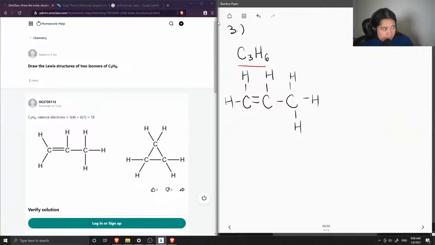So the question asks for 2 Lewis structures of this molecule. So notice if I switched places, if I put the double bond on carbons 2 and 3, it's still technically the same molecule since it would still just be at the end. So what we could also do is make a cyclic structure.